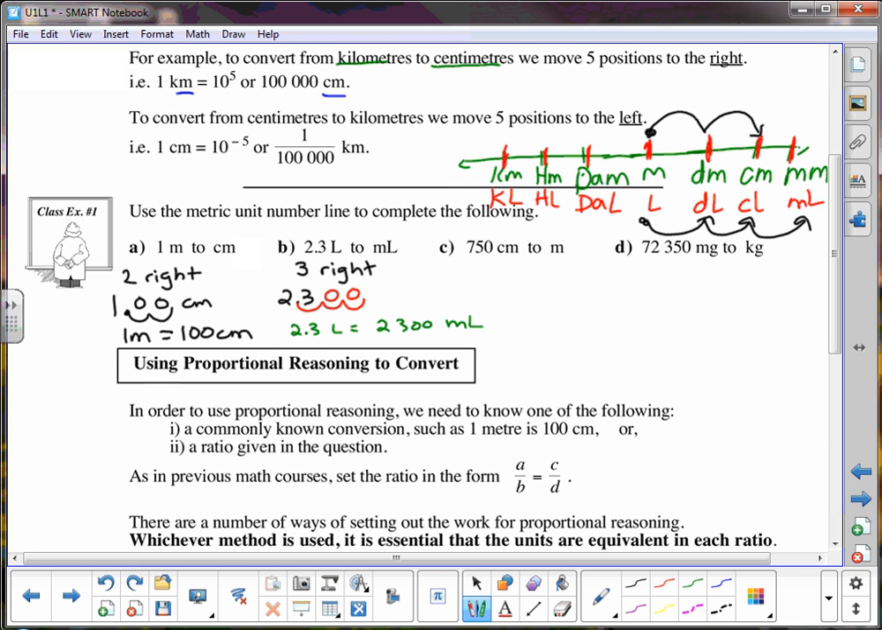So 750 centimeters to meters. Centimeters, I'm starting over here, and we're going to move towards meters. 1, 2 to the left. So I can just take my decimal point, which is after the 0, and move it 1, 2. So 7.5 meters is 750 centimeters.